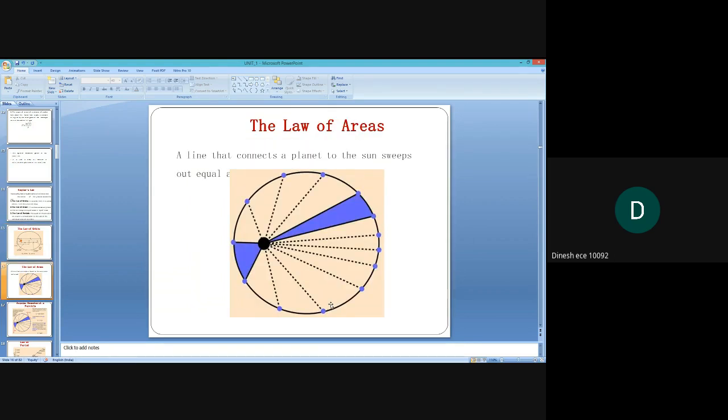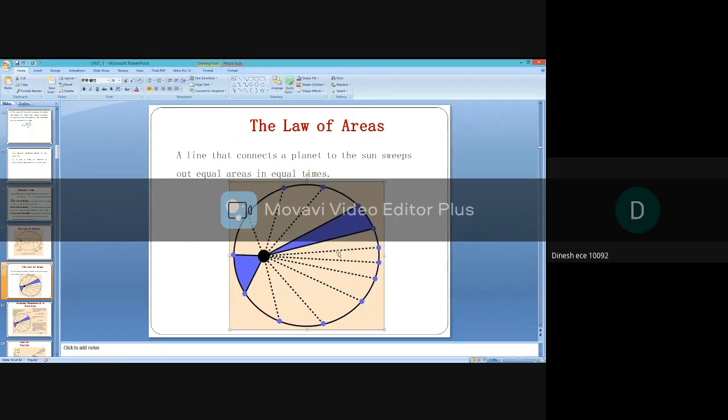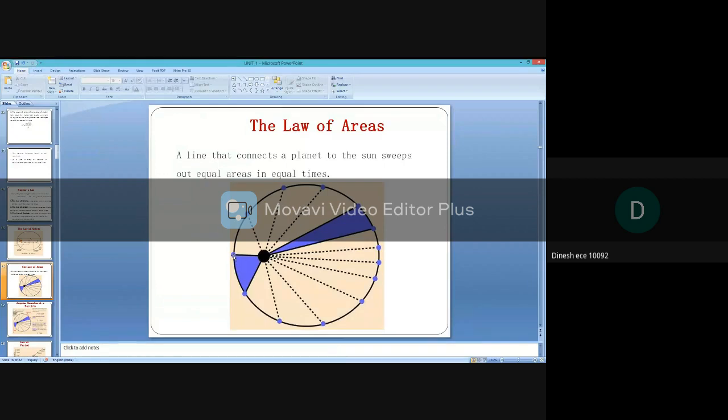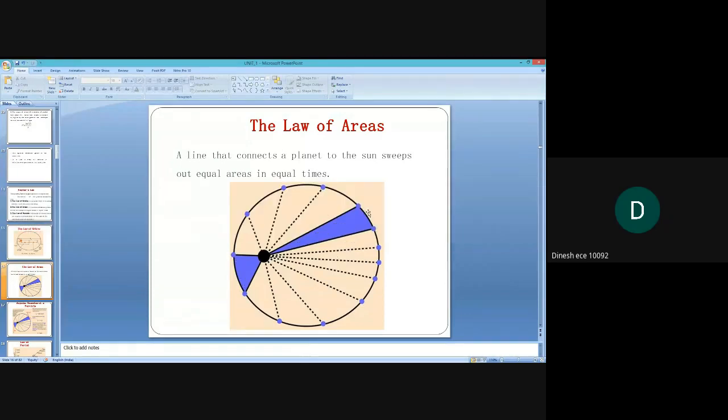So next is the law of area. A line that connects a planet to the sun sweeps out equal areas in equal time. So for the entire duration of P1 and P2, mentioned in violet, here you can see the sun at the center, and the earth is orbiting, measured at different times. If I measure for a particular time interval at perigee, the area swept would be equal to the same time duration at apogee. So this is the law of areas in diagrammatic representation.